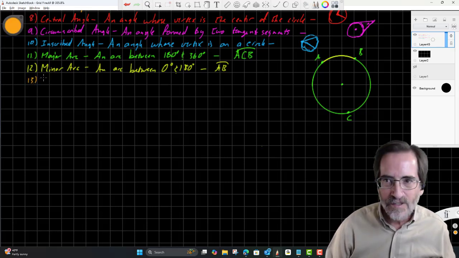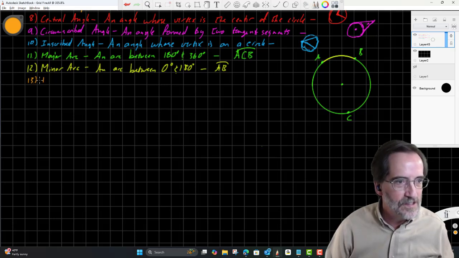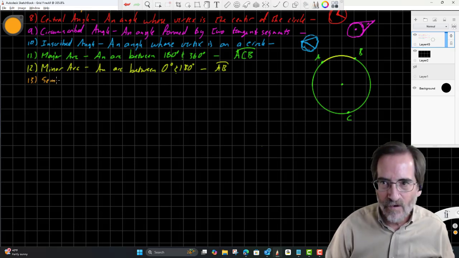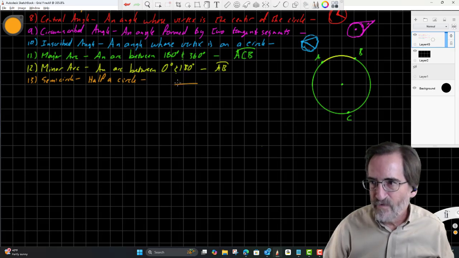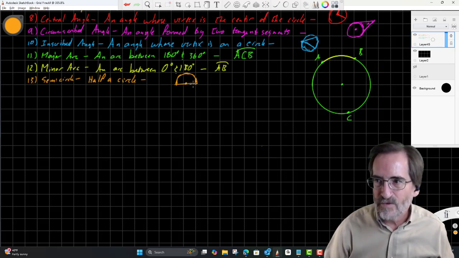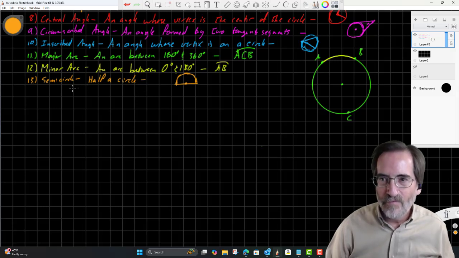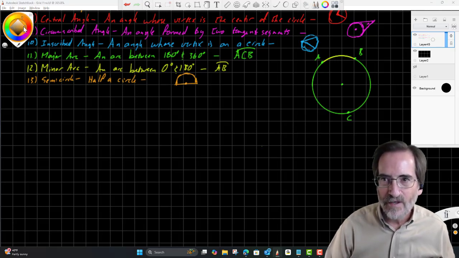13. Tangent line. Oh, we've already done tangent line, so skip it. 13. Semicircle. Is half a circle. Okay, so half of a circle looks something like this. It's a circle bounded by a diameter. The center is on the edge. 14.